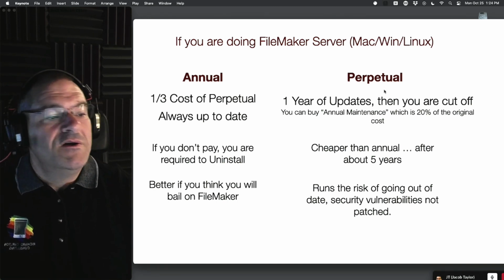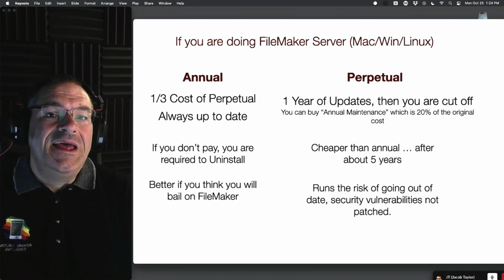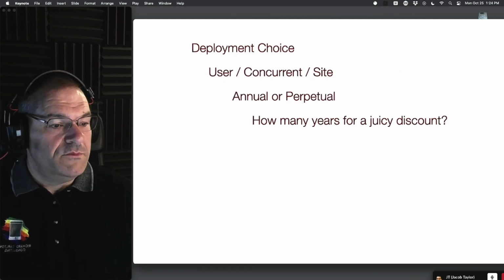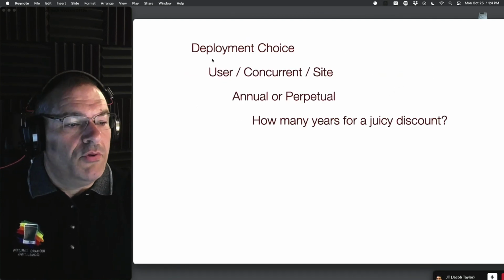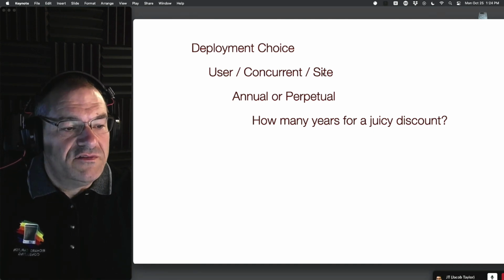This one over here, it doesn't quit working if you don't buy the maintenance. You just go out of date, and then you get yourself upside down on staying up to date, which is really a problem. So that's what you need to keep in mind. So your deployment choice, then user licensing, concurrent licensing, and the annual perpetual.